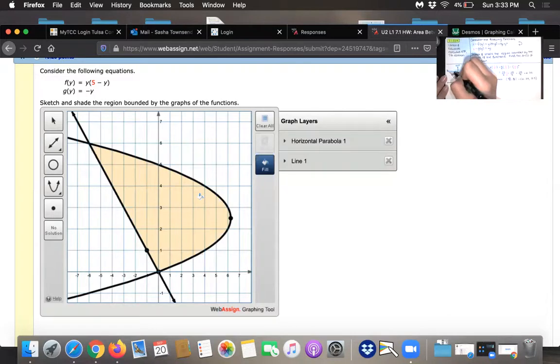Now, if I drew my rectangles vertically, this would be my top function for a bit, and then this would be my bottom function. And then once I got to x equals 0, I'd have to switch. The top function would still be on that graph of the parabola, but the bottom function would be the bottom half of the parabola. So I'd end up having to write two integrals if I used vertical rectangles. If I draw my rectangles this way, I only have to write one integral.